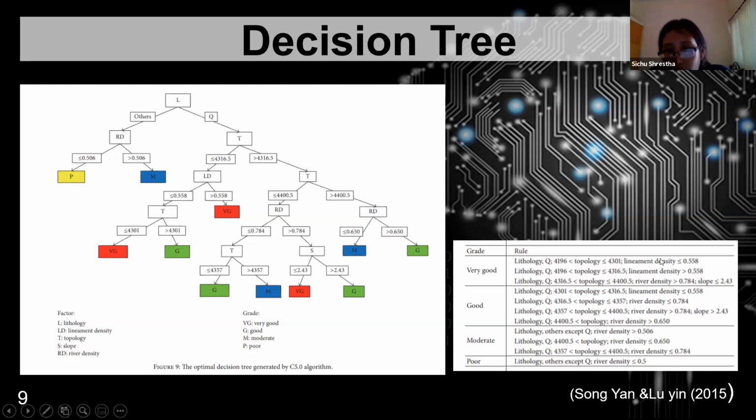These are the rules generated based on the C5 algorithm. In this figure, we can see that when the lithology value is 4196, topography is less than 4301, and lineament density is less than or equal to 0.558, then it is considered as a very good area for groundwater potential. Similarly, such types of rules were developed based on the model for very good, good, moderate and poor groundwater potential areas as well.